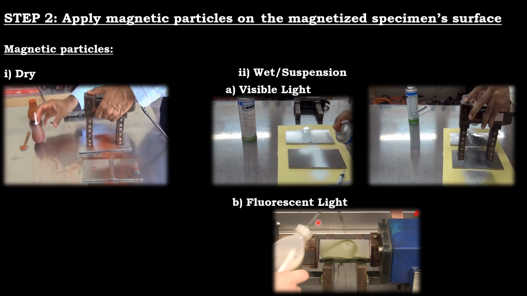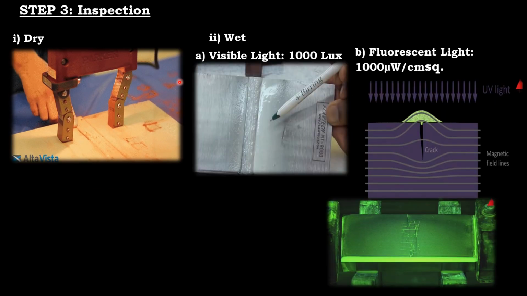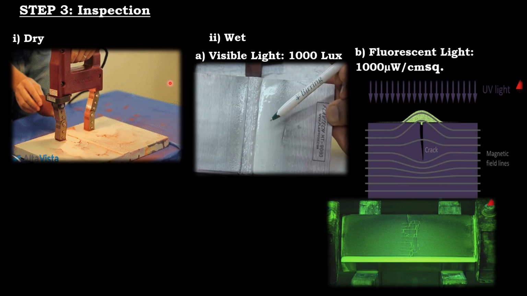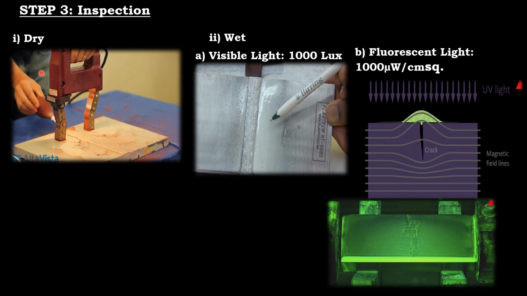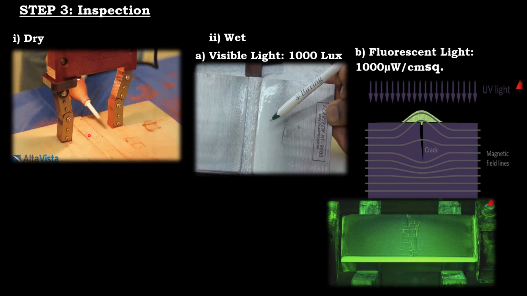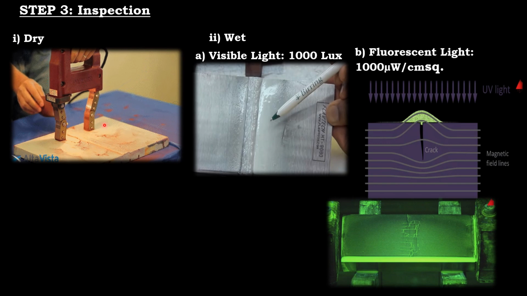Whereas in the fluorescent light, you need not apply any white paint. You can directly apply the suspension of ferromagnetic particles. And this being the second step. Moving on to the next. The third step being the inspection. In here, you find out the cracks on your ferromagnetic cast product. And how do you do so? Saying in the dry case, you first blow out the excess ferromagnetic particles, and then you look for the clustering.